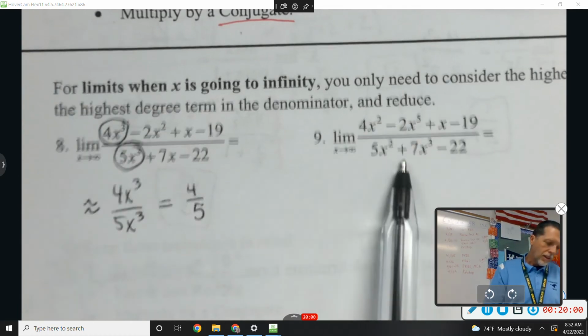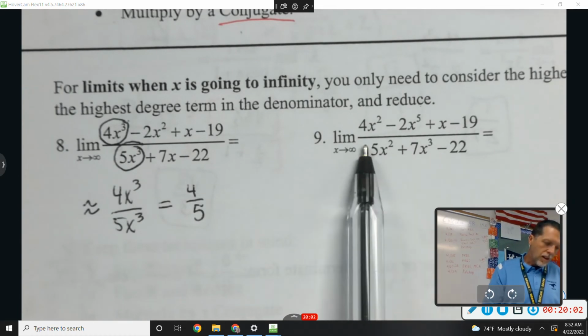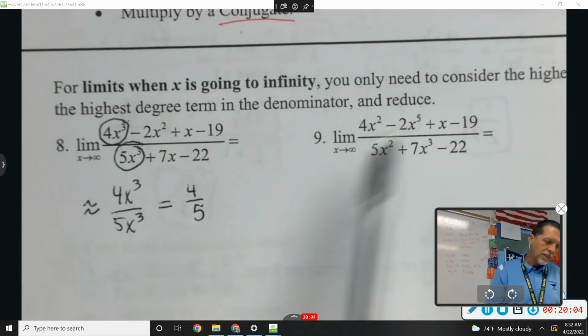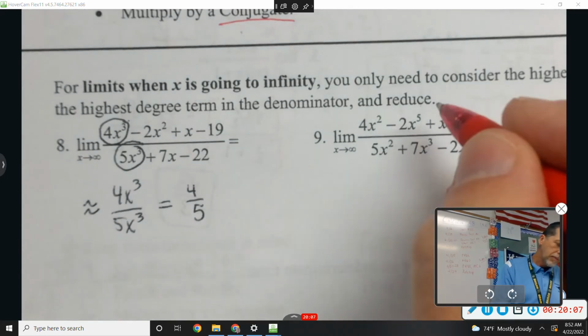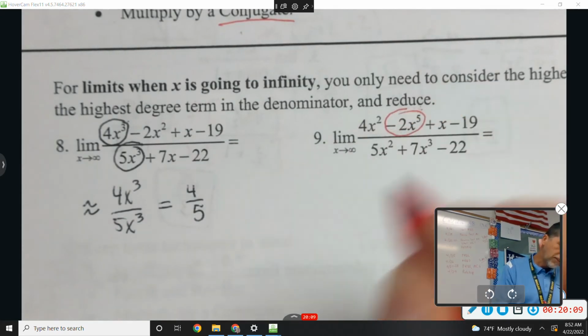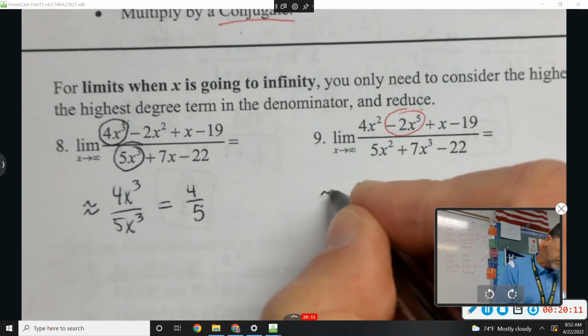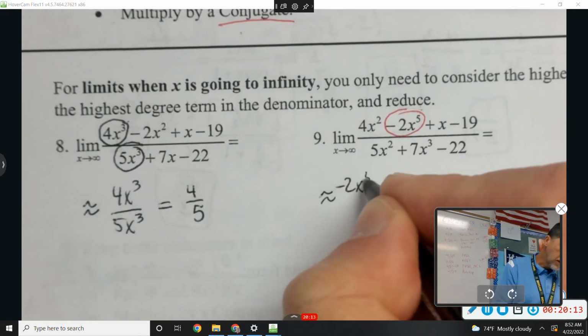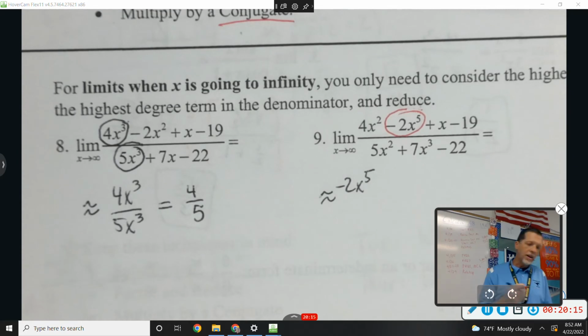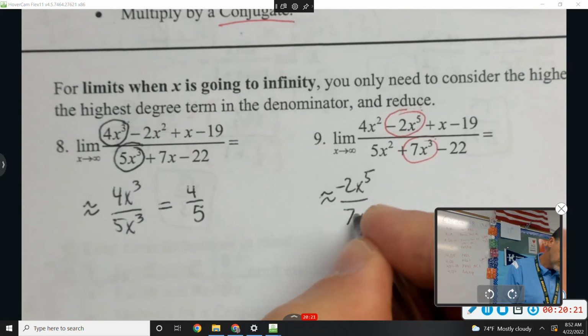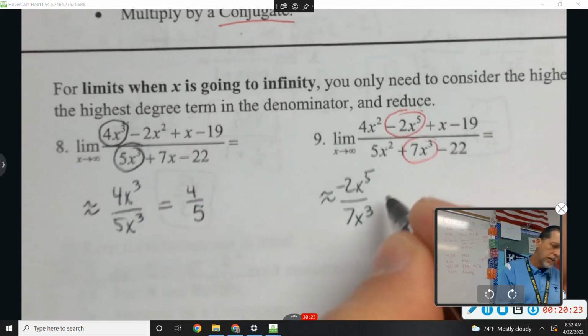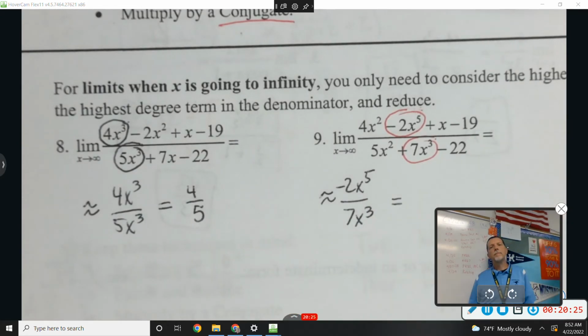Number 9. Not so nice, but still. What's the biggest term in the top? 5, or no, the 2. Yep, negative 2x to the 5th. What's the biggest term in the bottom? 7x cubed. Can you just make it negative 2x to the 2 over 7? So those are the only ones I'm worried about.